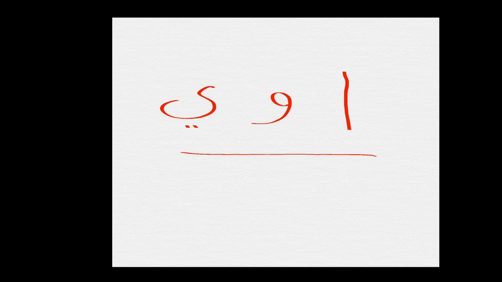In contrast with these three long vowels, we have short vowels or diacritics, and the equivalent of the short vowel is very much like a diagonal dash.